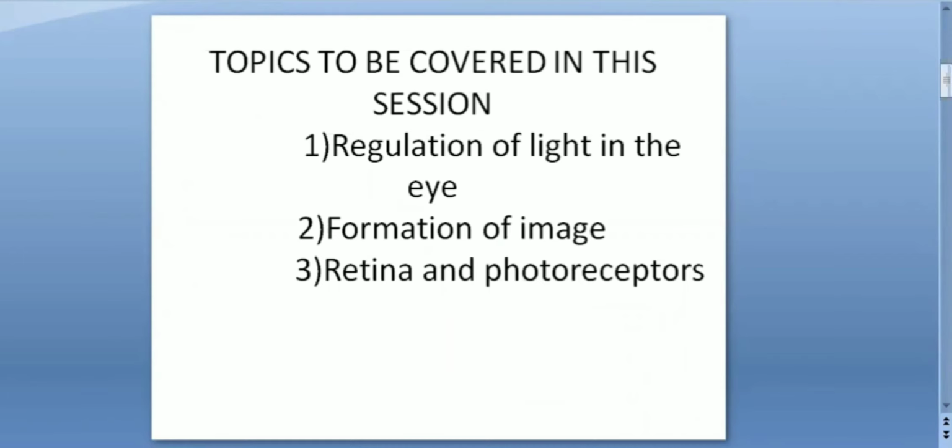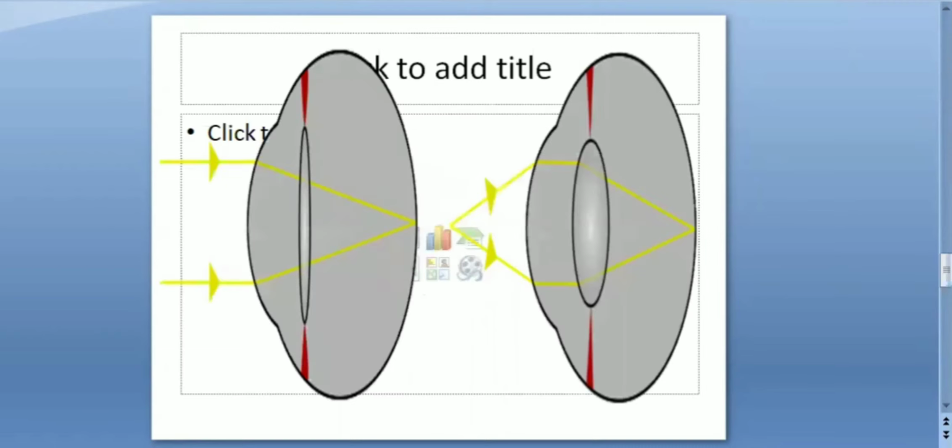Okay children, there is one more diagram to show you. How do we see the distant object and near object? See the diagram. Out of this, which one is found when we see a distant object? Yes, the first one, because the curvature of the lens decreases and focal length increases.